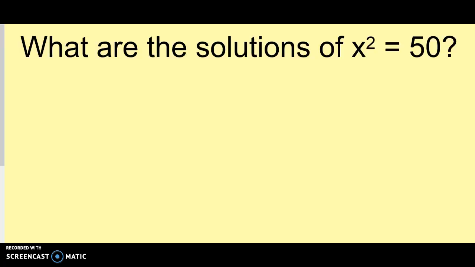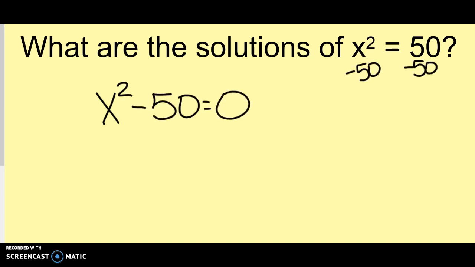Let's try the next one, which involves taking square roots. So what are the solutions of x squared equals 50? Well, you could try to graph it, x squared. You subtract 50 from both sides, and you're not really going to get an answer that's going to show you what you get. You're going to get like 7.1 and negative 7.1. You're going to see something. You're just not going to get a real definite answer.